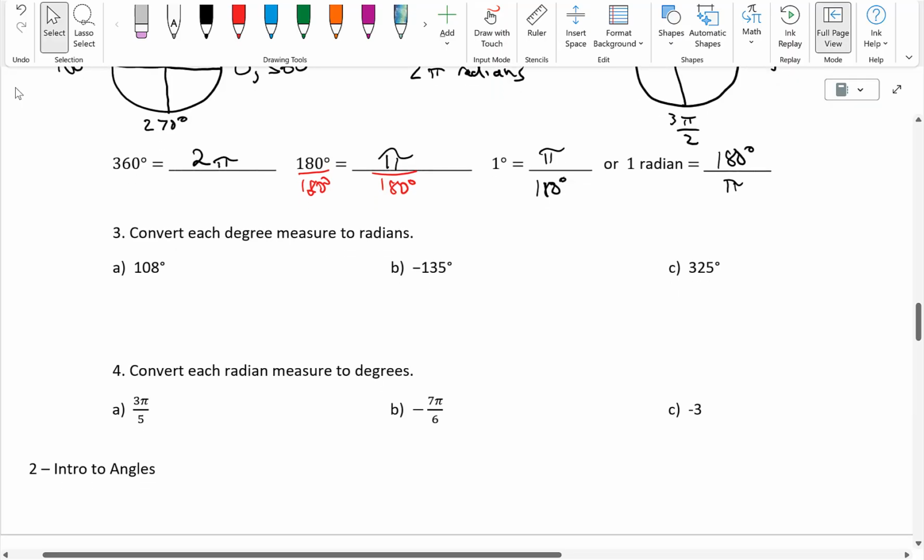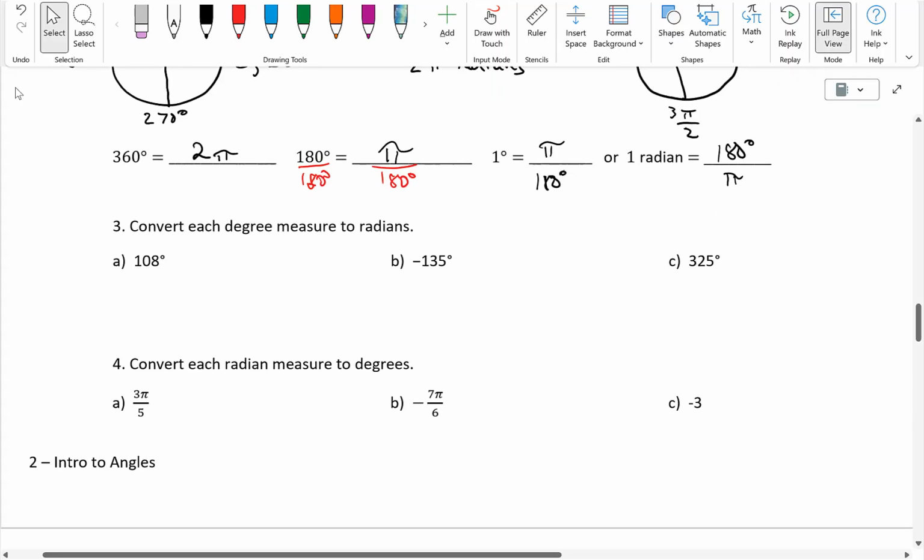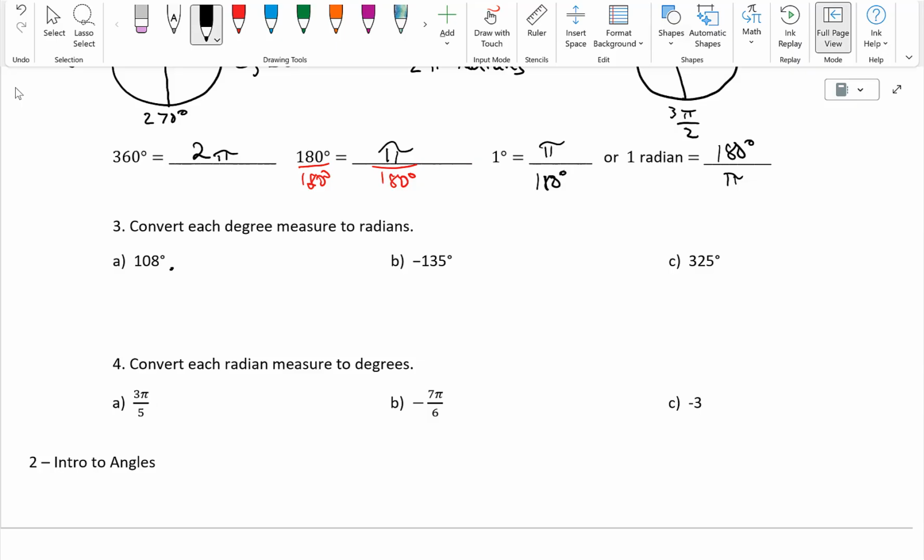We're going to convert each degree here to radians. For A, we've got 108 degrees. We're going to multiply by pi over 180 degrees. The easy way to think about this is with conversions, like you've done in hopefully other math classes, but chemistry a lot too. We're kind of dividing out units. So the 180 degrees on the bottom here gets rid of our degrees and turns this into a radian measure. We can divide both by 36, and we get 3 pi over 5 radians.